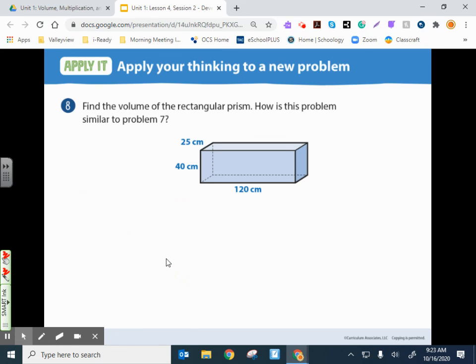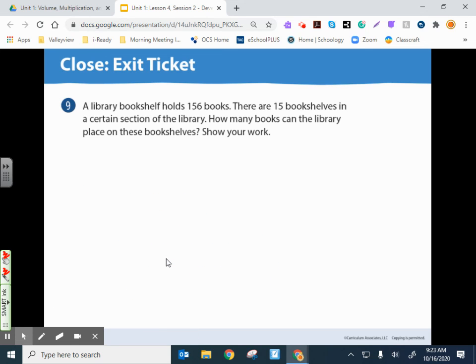Last part, number 8. A library bookshelf holds 156 books, and there's 15 bookshelves. Tell you what, you guys have worked hard enough. We're going to skip this problem and just have you move on to the other stuff.